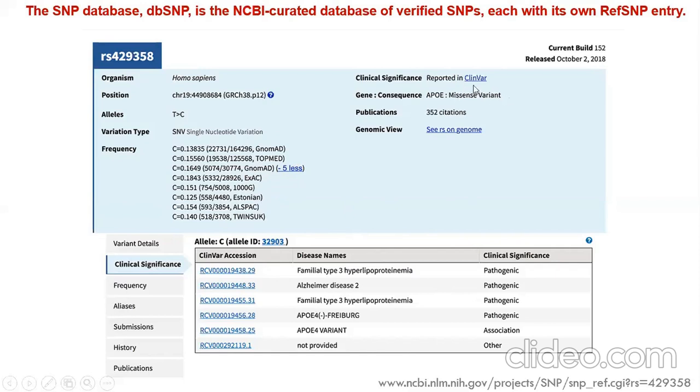And then it is a missense variant. That is why it is associated with pathogenicity. If it were a synonymous variant of the SNP, then you may not see pathogenicity; you may see only an association. But a missense variant fundamentally gives a wrong protein that causes the disease.